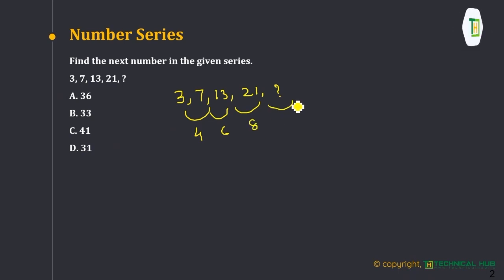What would be the next difference? If you observe the differences, they form an even number series starting with 4. The first difference is 4, the next is 6, and after that is 8. The next even number should be 10. If the difference is 10, the next number in the given series is 21 plus 10, which is 31. Given the options, option D is the correct answer.